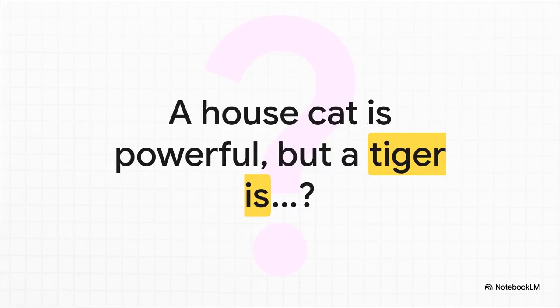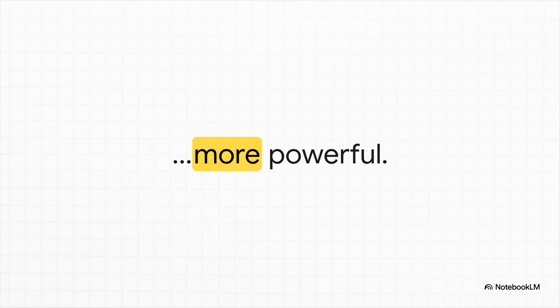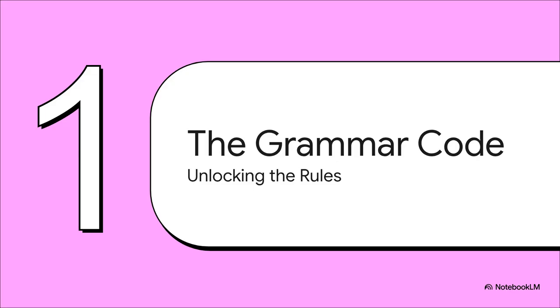Let's try another one. For its size, a house cat is definitely powerful. But a tiger is, what? Do we say powerfuler? Yeah, no, that just sounds wrong, doesn't it? So what's the secret here? Aha, there it is. It's more powerful. See, this time we didn't add anything to the end of the word. We added a whole new word at the beginning. So we've got two different ways to do this, adding -er and adding more. The big question is, how do you know which one to pick? So, how do we know when to do which?